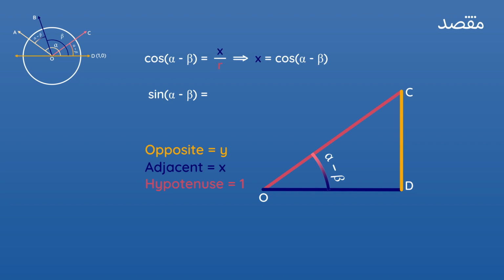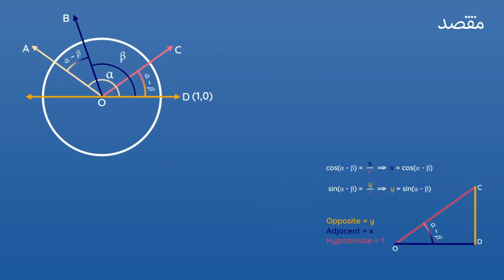Sin alpha minus beta, as we know, is opposite over hypotenuse, which will be y upon r, where r is equals to 1. So y becomes sin alpha minus beta. So for point C, we get cos alpha minus beta and sin alpha minus beta. Point A के लिए हमने यही steps को repeat किया, but since यहाँ पर angle alpha है, we get cos alpha and sin alpha. Similarly, point B के लिए भी हमने यही step repeat किया, but since angle is beta, we get cos beta, sin beta.